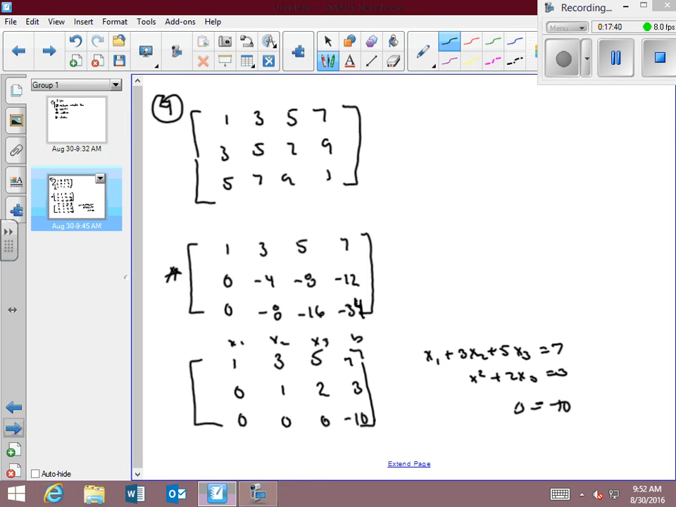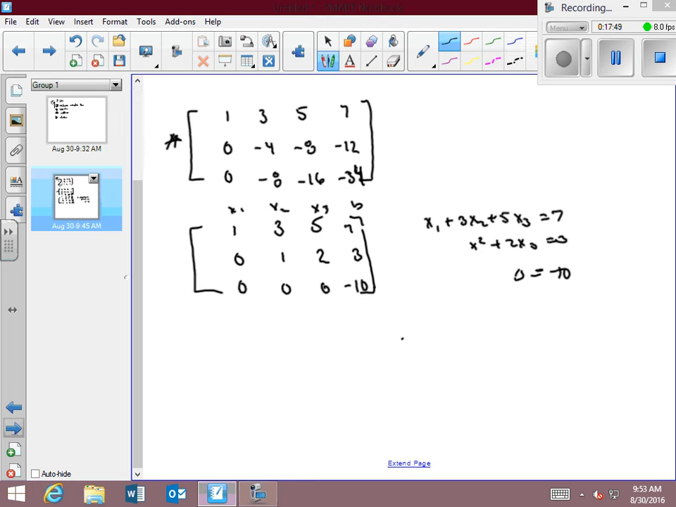Now, I can't even get this thing in reduced echelon form, because, you know, I could do this to this matrix. I could do 1, 3, 5, 7, 0, 1, 2, 3, and 0, 0, 0, and I could divide this row by minus 10 and get this to 1. But you see, above, down on the diagonal, I don't have a 1 right down here, right there.